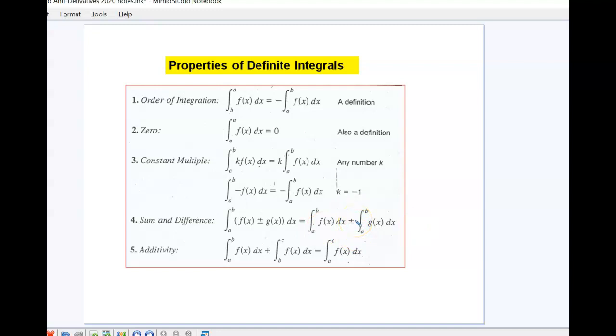And the additivity rule says if I take the integral from a to b of a function and I add to it the integral from b to c of the same function, that's really the same thing as going from a to c. All right, let's see how we apply these rules.